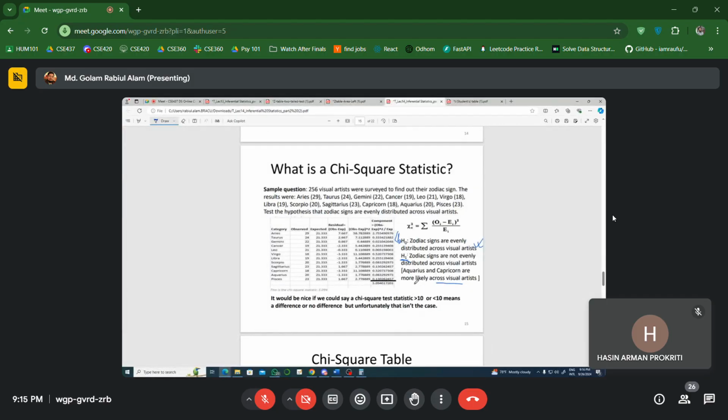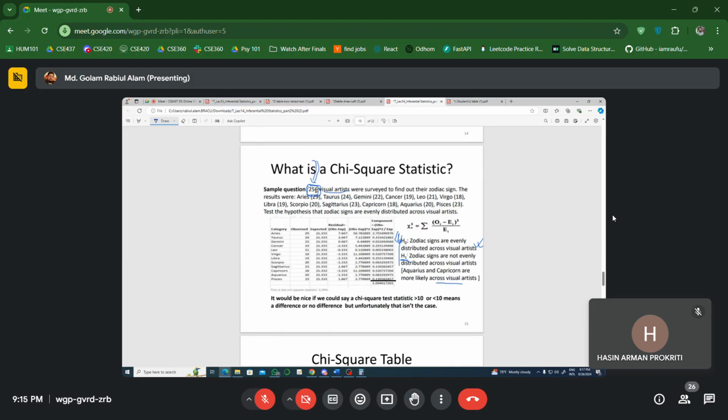To prove whether this hypothesis is true or not, we have to collect the data. For that, we have collected data from 256 visual artists. How do we define the 256? How do we know that data from 256 visual artists will be enough for testing our hypothesis? Actually, we have to apply some form of equation to find the sample size. We have used that equation and found the sample size is 256.